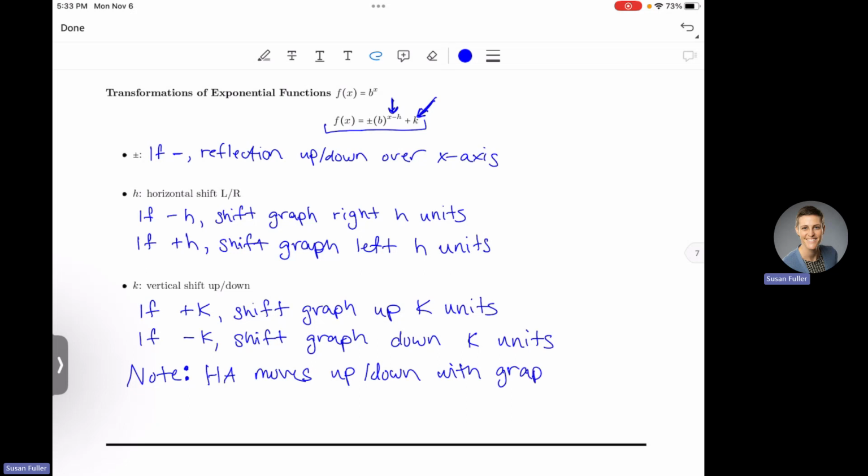Again, this is the only change that's going to move it. It's going to be when you shift it up or down. That's what's going to move your horizontal asymptote. And we'll talk about that in a little bit with an example.